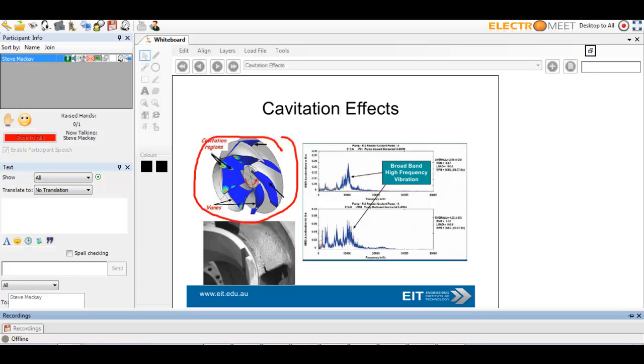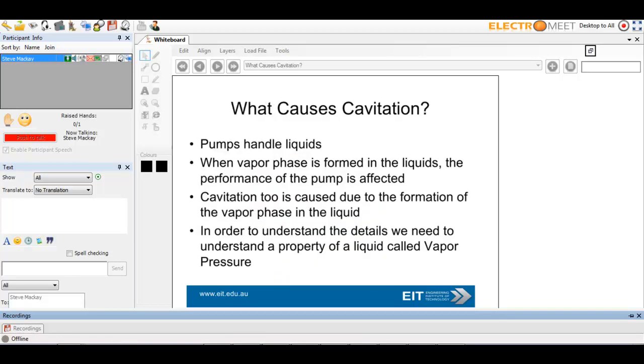So here's a typical inner guts of the pump. The cavitation regions, as you can see there on the impeller blades, can be quite significant. Basically, when you're pumping liquid, you have a vapor phase formed in a liquid.